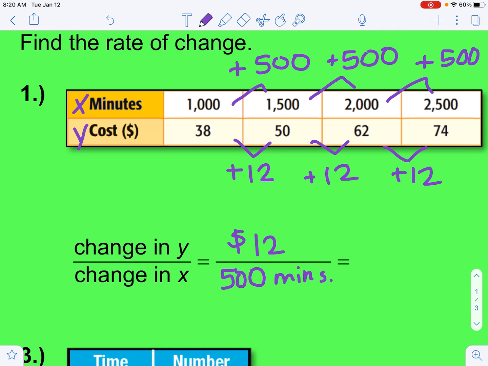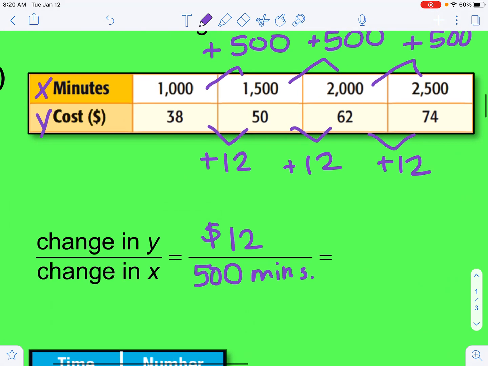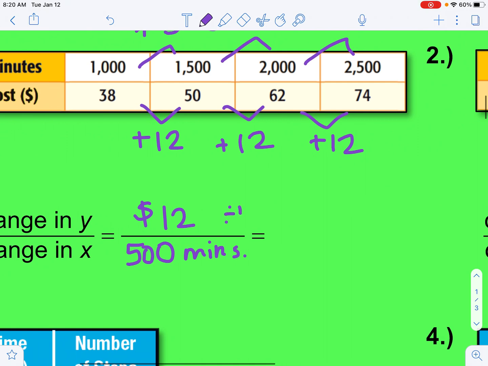And now we have 12 over 500. We want to simplify those two numbers. What could we divide both of those numbers by? There's a few options. We could divide both of them by 2, or by 4. Let's divide by 4. 12 divided by 4 gives us 3, and remember, we're still talking about dollars. And then 500 divided by 4 is 125 minutes.